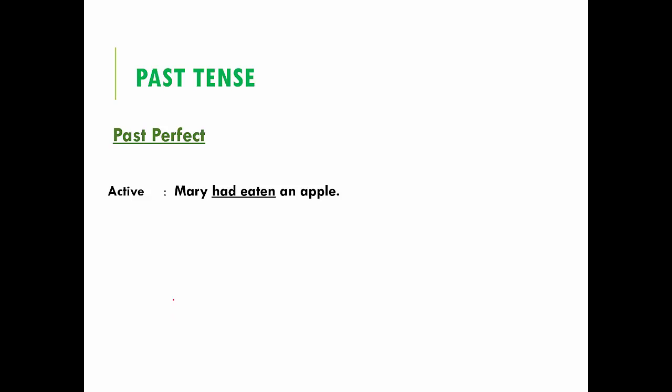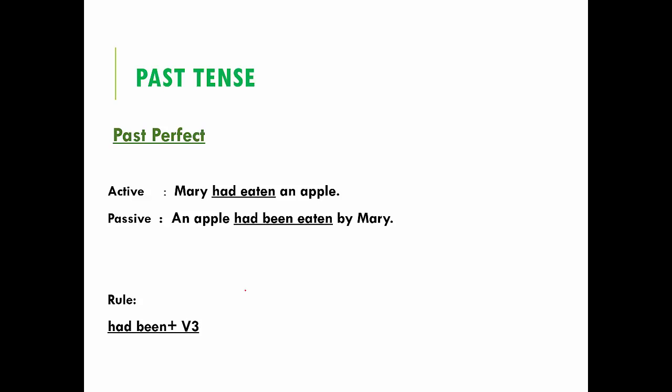Past perfect, Mary had eaten an apple. In passive voice, the sentence will be an apple had been eaten by Mary. So what is the rule? Even before the rule flashes, I'm sure you will be able to understand that it is had been plus V3. If you remember, when we did the present tense, it was has or have been plus V3. In past tense, it is just the helping verb which has become past tense. Had been plus V3. If you keep practicing this on a daily basis, this will become a cakewalk for you, and these rules won't seem as complex as what it seems to you today.